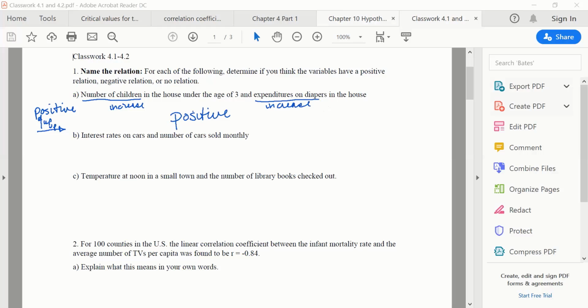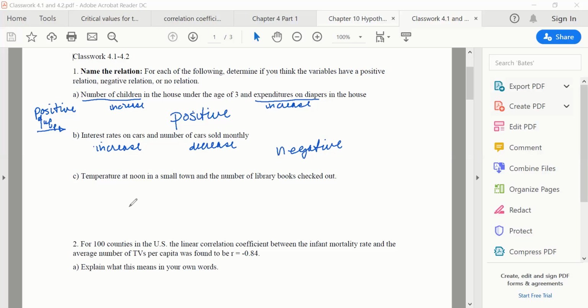Okay. Next one. The interest rates on cars and the number of cars sold per month. So as the interest rates increase, would you expect to sell more or less cars? Less, right? So this is a negative correlation, because as one thing goes up, the other goes down.